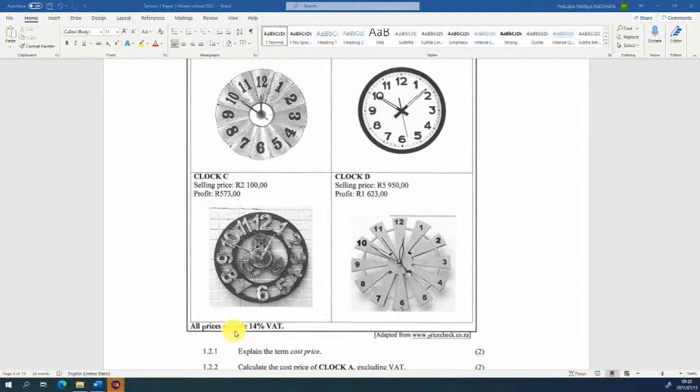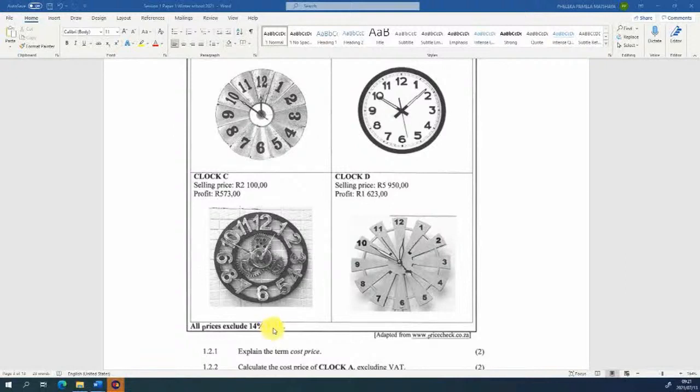So another synonym for excluding is without. To understand the word exclude, use the word without. So there is no VAT calculated on this watch. VAT must still be added to it.